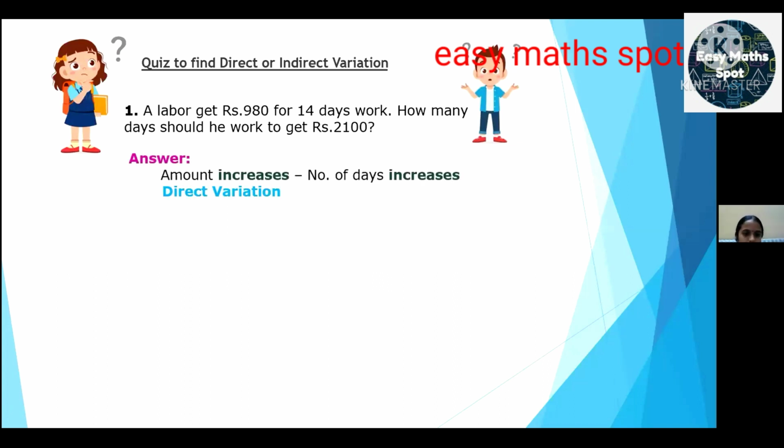I think the answer is: amount increases, then the number of days also will be increased. So it is direct variation.